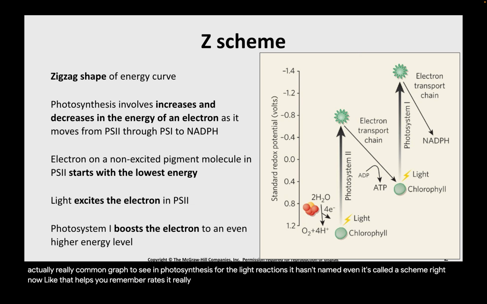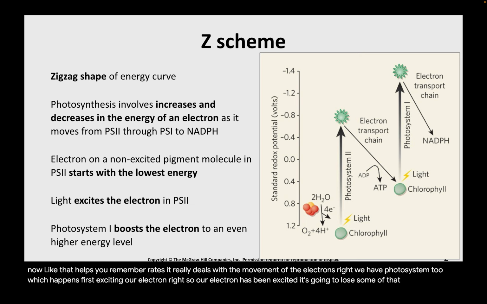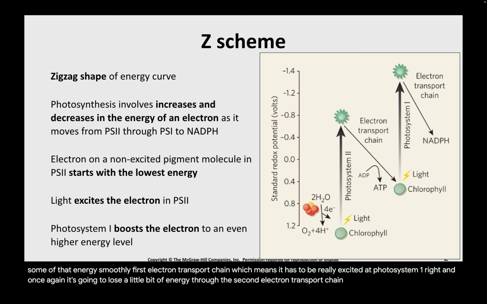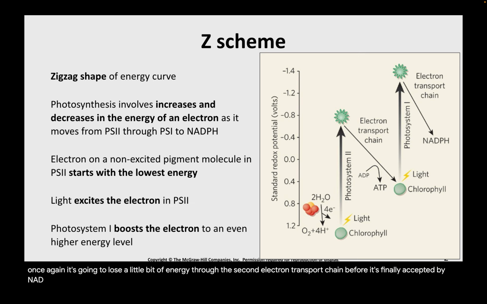It really deals with the movement of the electrons, and it's kind of in a zigzag pattern. Right? We have photosystem 2, which happens first, exciting our electron, right? So our electron has been excited. It's going to lose some of that energy through the first electron transport chain, which means it has to be re-excited at photosystem 1, right? And once again, it's going to lose a little bit of energy through the second electron transport chain before it's finally accepted by NADP+ to create NADPH.